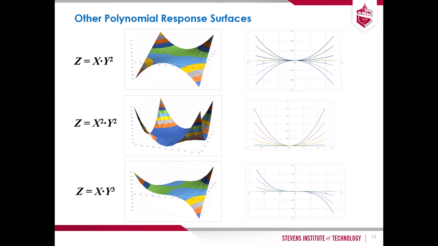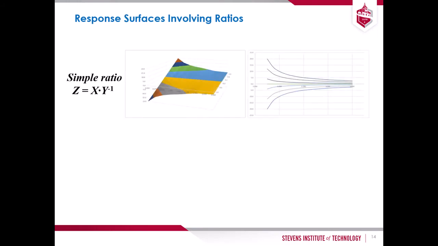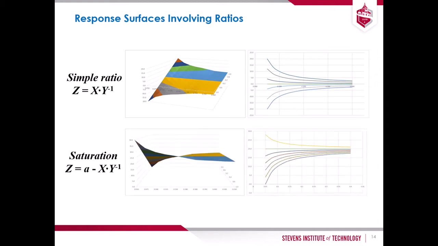With multidimensional data, especially if there are more than two independent variables, you can't visualize these surfaces. You have to look for these analytically. If we include ratios, we can get saturation-type phenomena, which is common. Saturation behavior is commonly observed, especially in chemical processes. So again, we get response surfaces that can be quite complex.